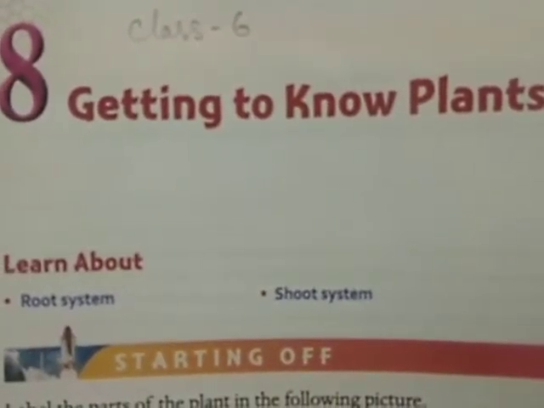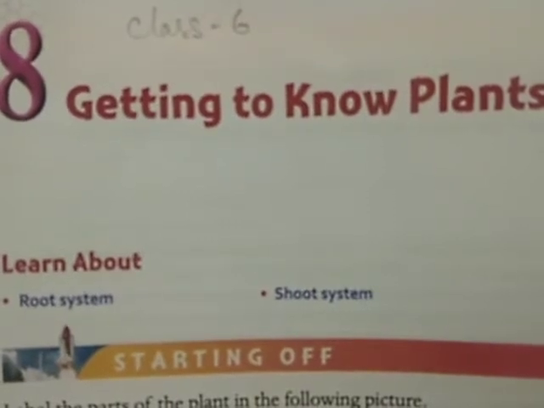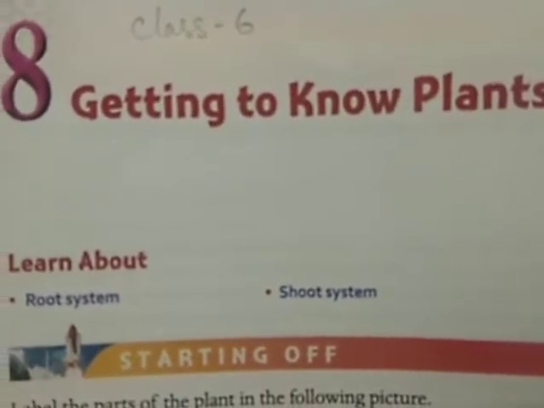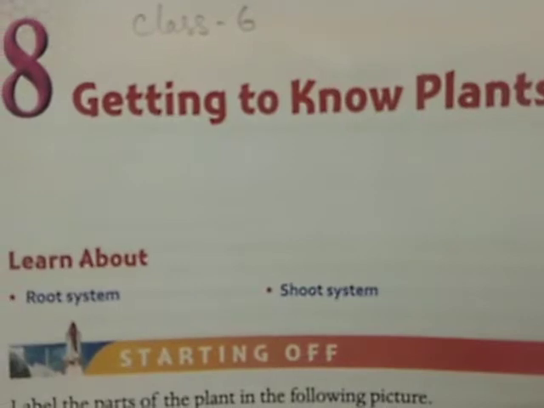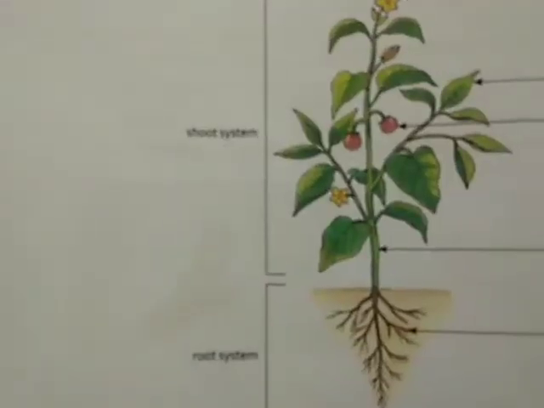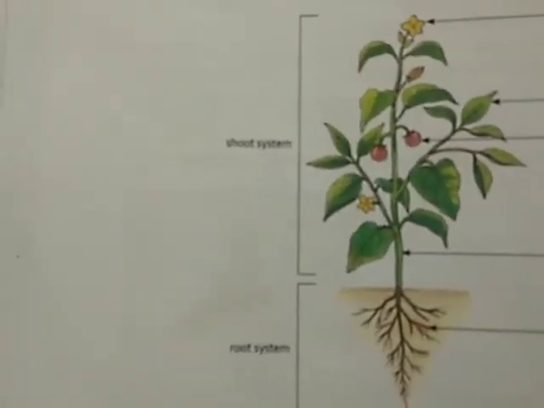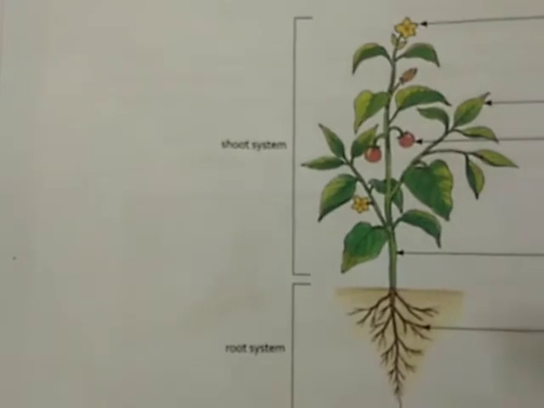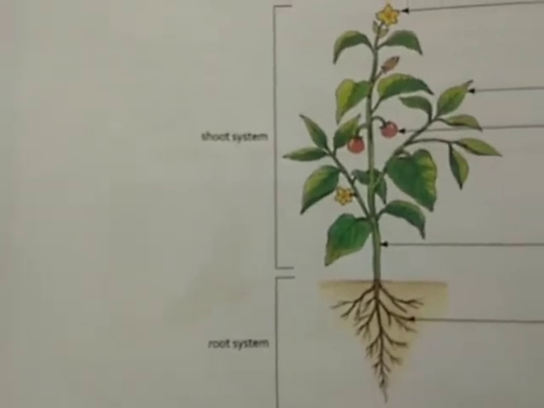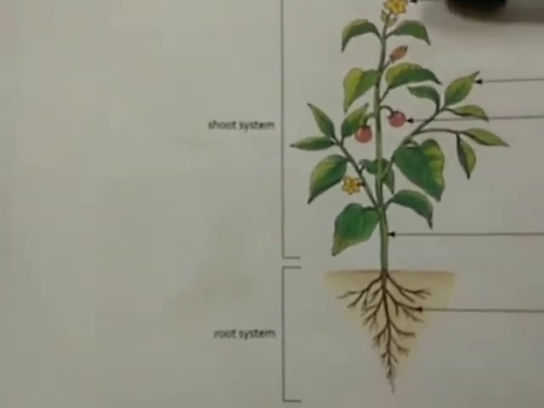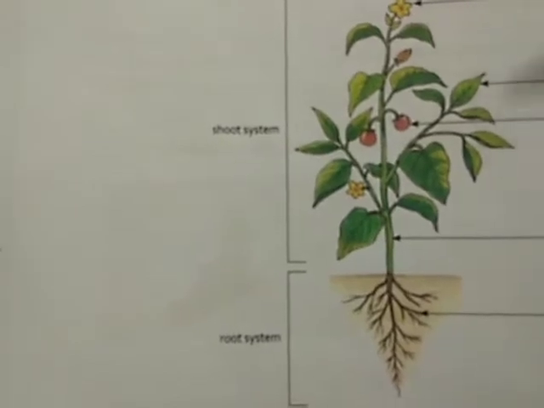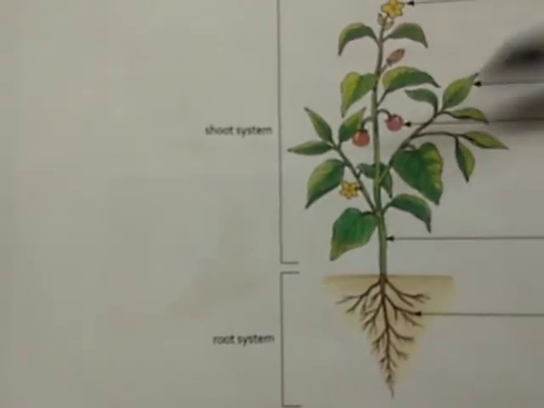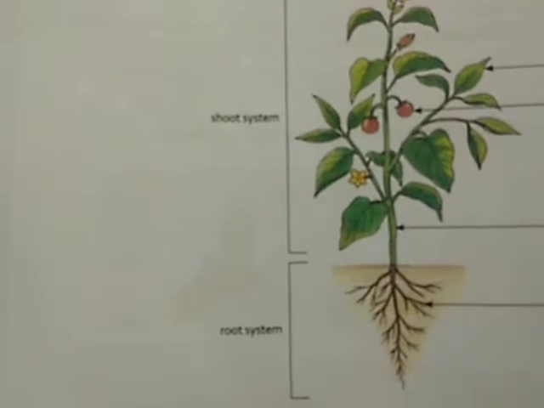So today we are going to start a new chapter, that is getting to know about plants. Getting to know plants. Okay. Have you seen the different types of plants? Here you can see a plant, right? So what are the different parts of the plant? Can you label it? Yes, this is flower, then leaves, then comes the fruit, then stem and roots.